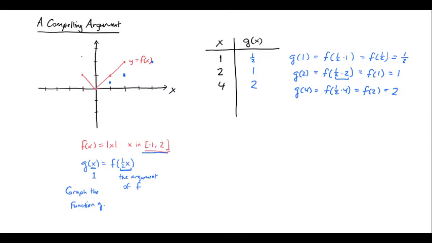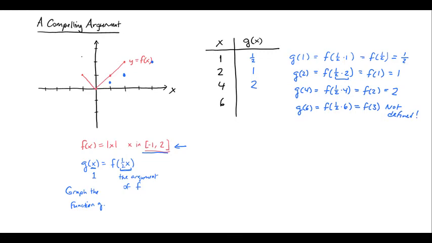Alright, now if I were to go further, like say x equal to 6, what would happen then? Well, then I'd be trying to figure out g of 6, which would be equal to f of 1/2 of 6, which would be equal to f of 3. And that, keeping in mind that my domain of f is from -1 to 2, is not defined.